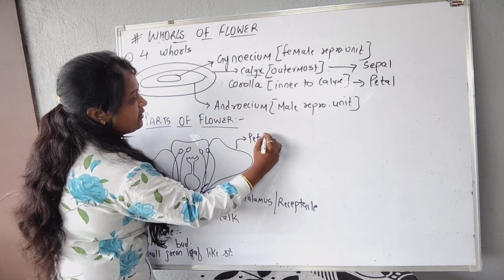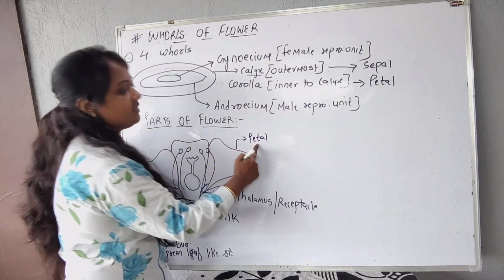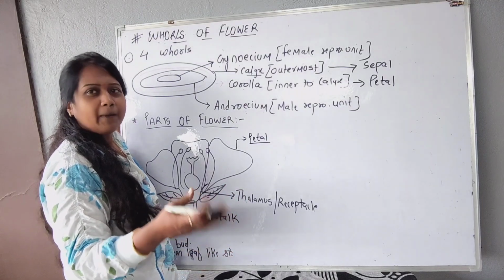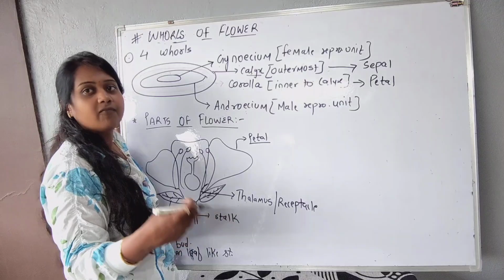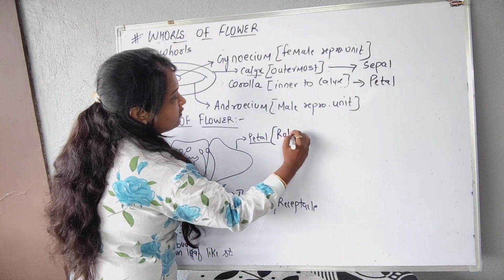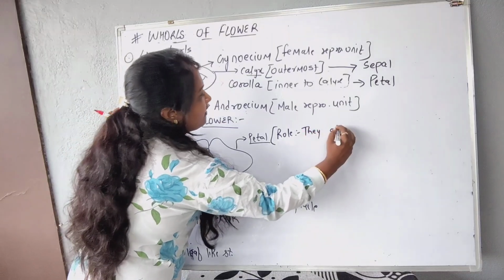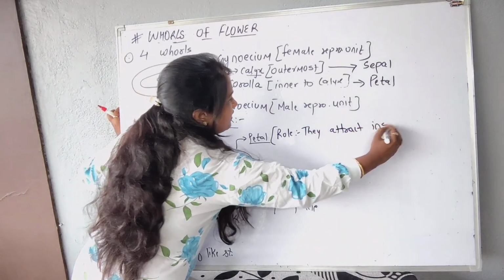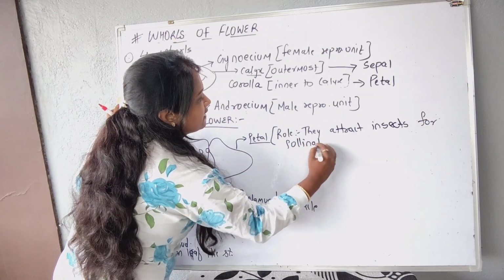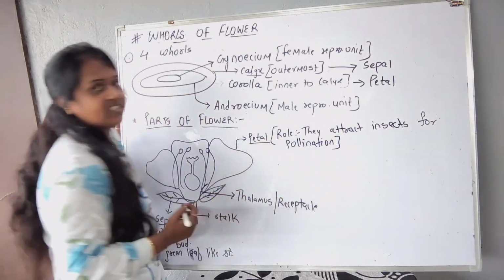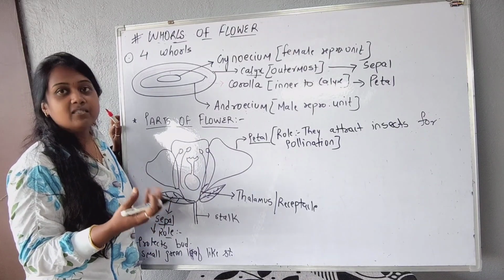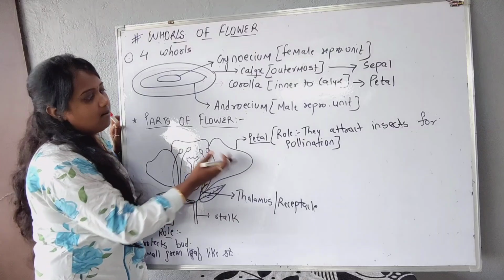Petal. The whorl is called corolla. Now what is the appearance of this petal? You have seen flowers with many colors of petals. Bright, attractive, colorful. So what is the role of the petal? They attract insects for pollination. That's why they are bright, colorful and give a very nice fragrance for attracting the insects, performing pollination.